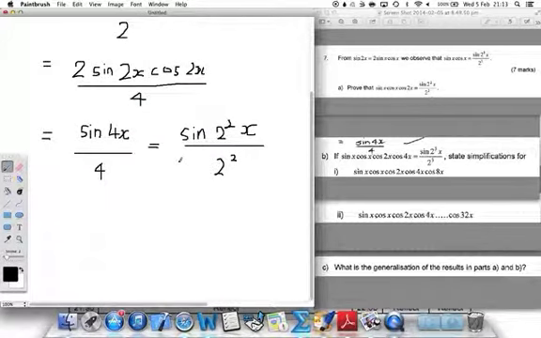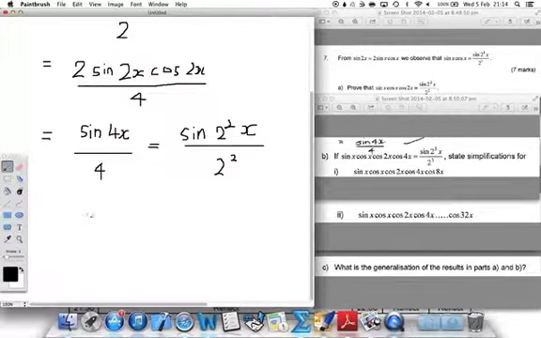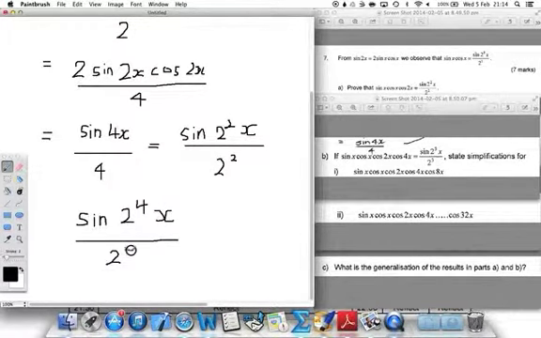So B says if sine x, cos 2x, cos 4x equals sine 2 to the 3x on 2 to the 3, then what does sine x, cos x, cos 2x, cos 4x, cos 8x equal? And it's quite simple. Let's have a look at the pattern. We have 2x here, and we have the highest power 2. We have 4x here, and the highest power 3. And then we have finding it for 8x. So as we can see, we're essentially doubling each time. And because of that, we can assume that we would have sine 2 to the 4x on 2 to the 4 for that.